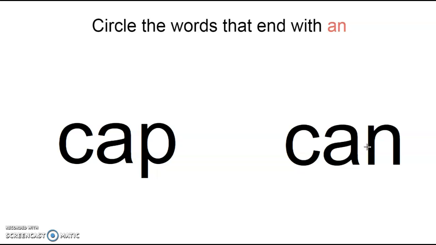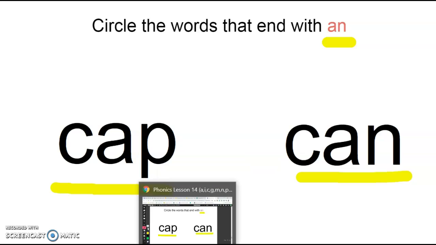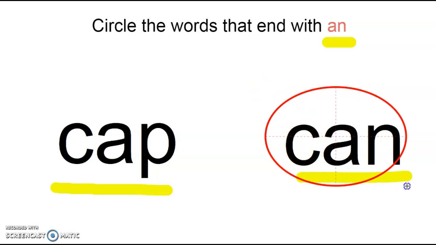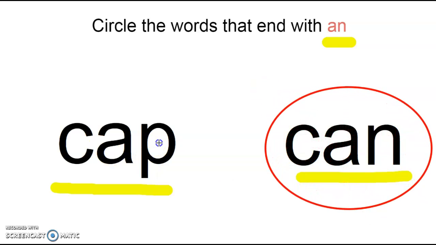Now I would like you to find the word that ends with A-N again. Our first word is cap, C-A-P, cap. Our second word is can, C-A-N. Which word ends with A-N? You can either say the word or point to it. Find the word that ends with A-N. If you chose the word can, you chose correctly. Great job.